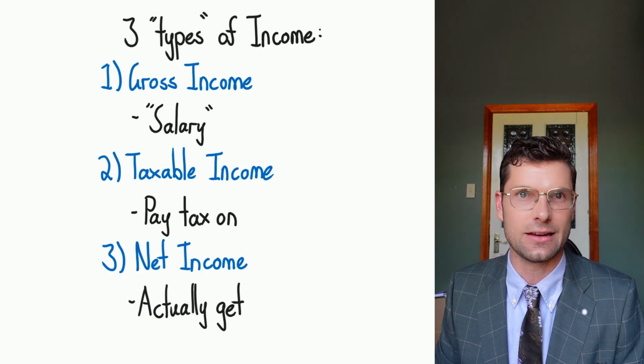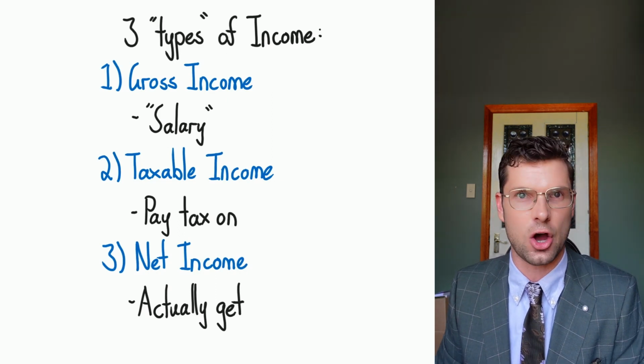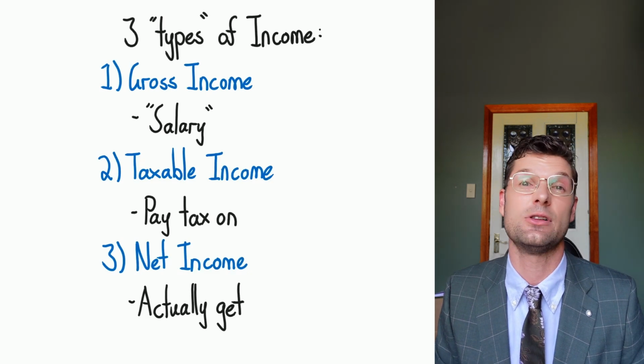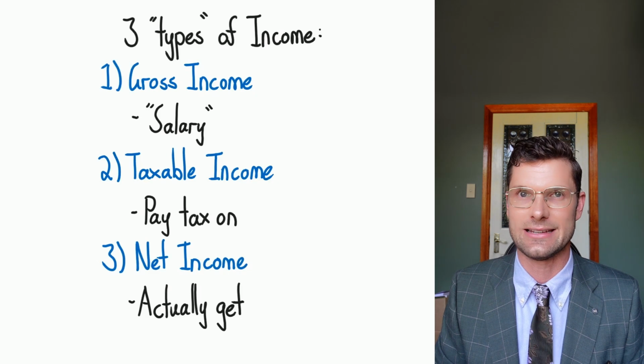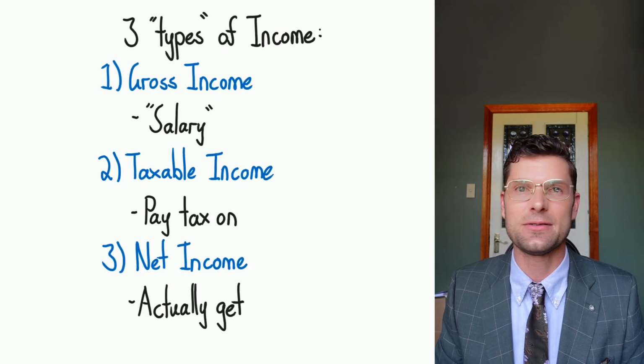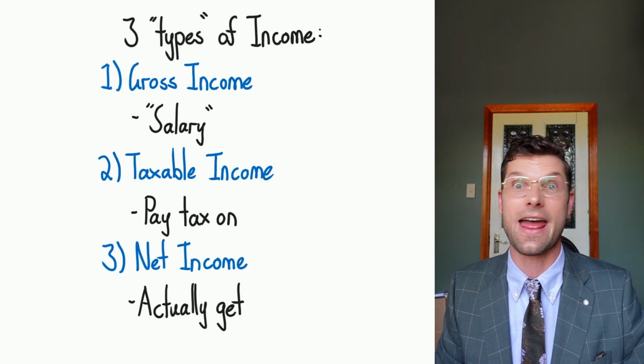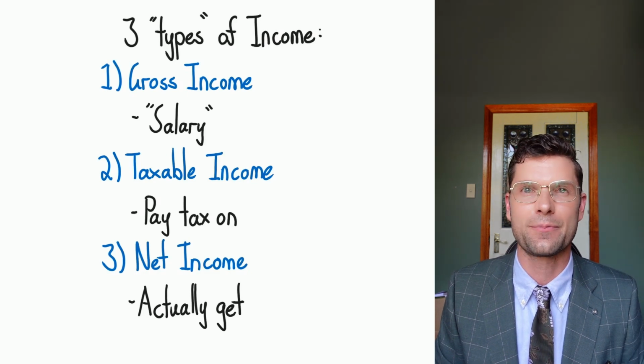Your taxable income is the amount that gets taxed on. It seems really similar to your gross income, but we can change that number so you pay a little bit less tax. And that is something that is absolutely going to come up again and again throughout your whole life.